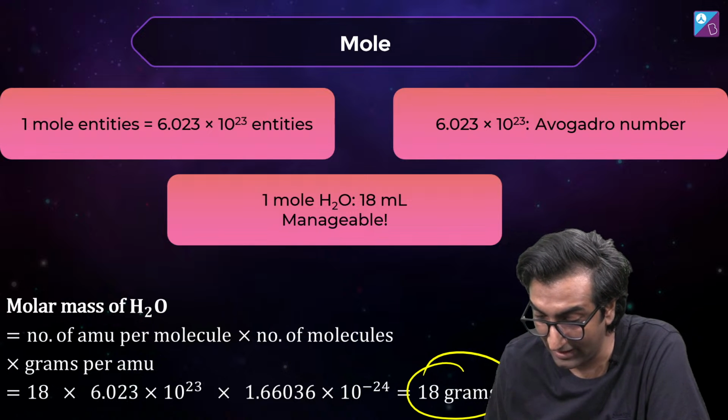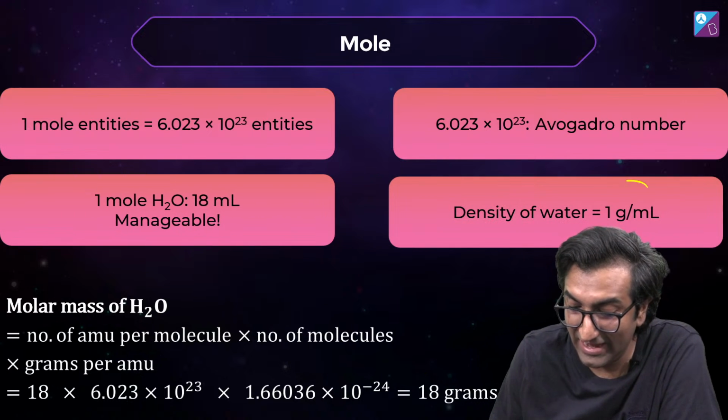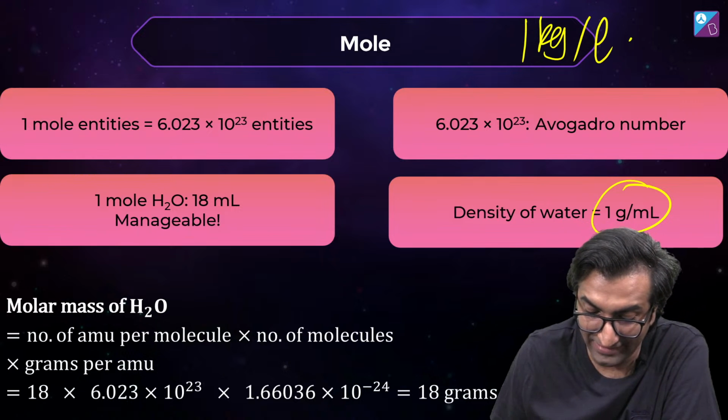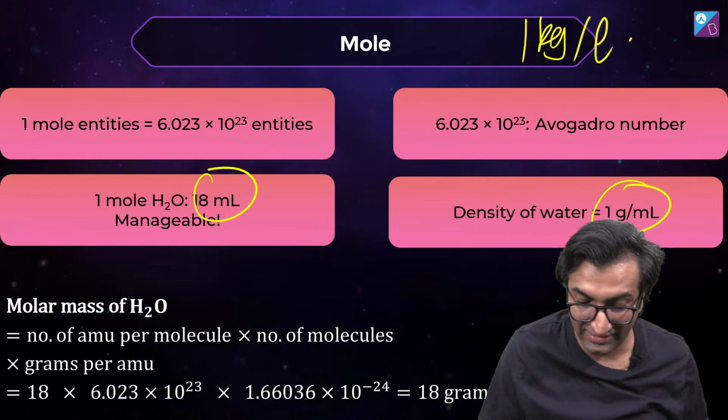Okay. अब क्या करें? डेंसिटी पानी की क्या है? 1 ग्राम पर ml और 1 किलोग्राम पर लीटर. Hence I can say कि देखो 1 mole of पानी is 18 ml.